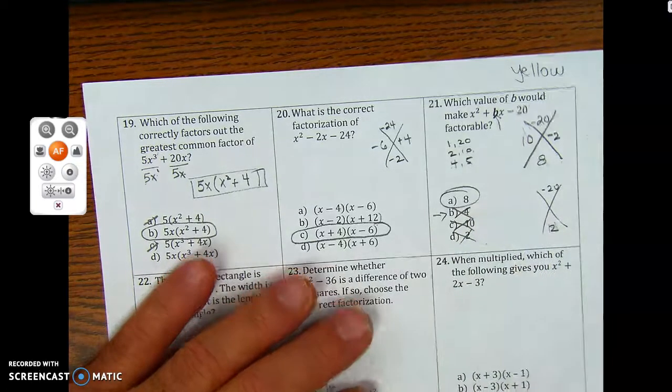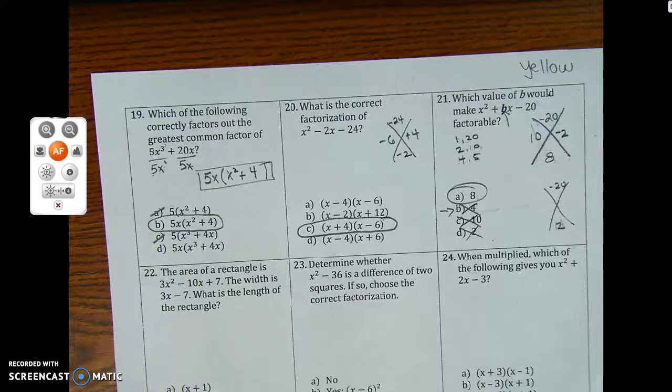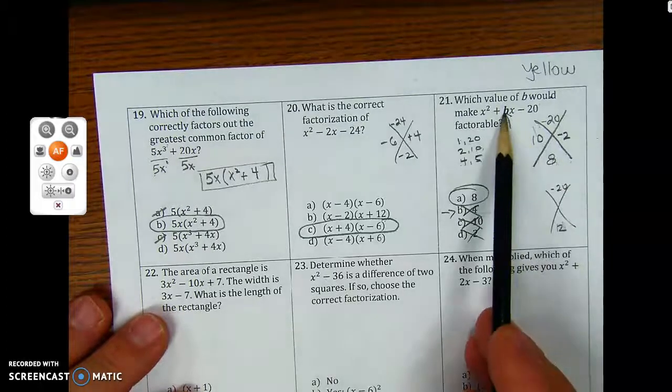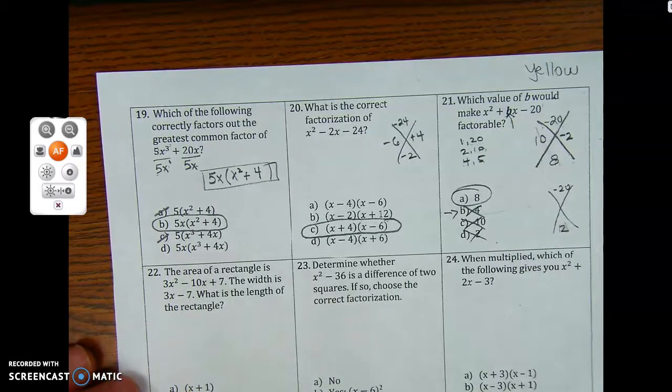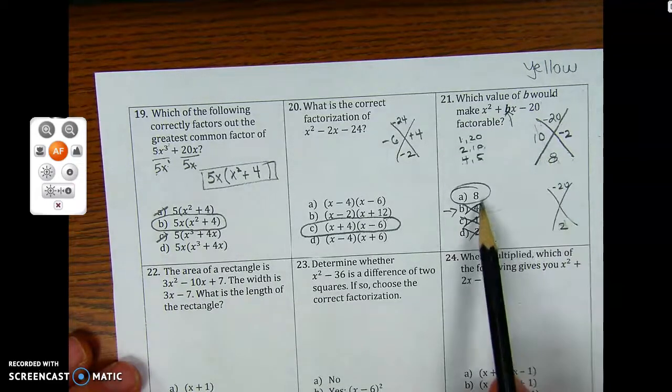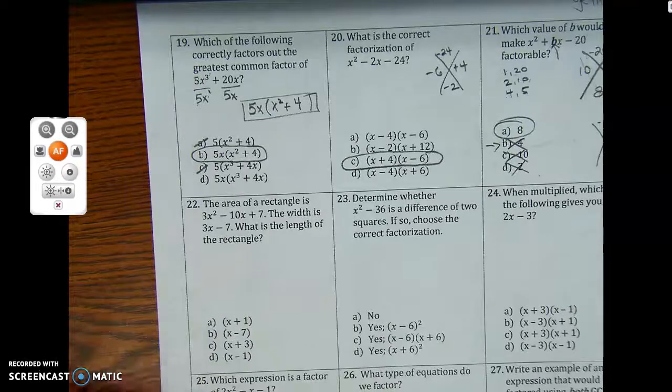So my first instinct was right. It would have to be 8. That's what B would have to be, is +8. There are other numbers it could be. It could be -8, but that's not one of my choices here, right?